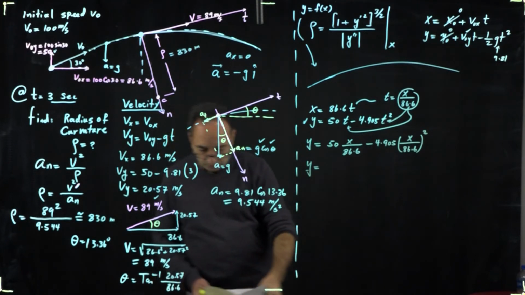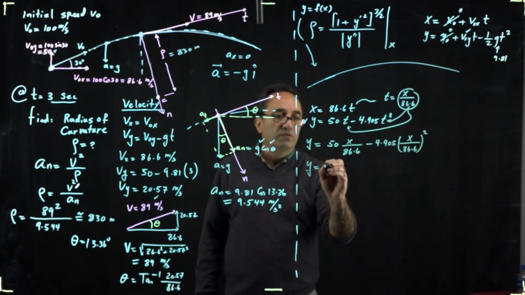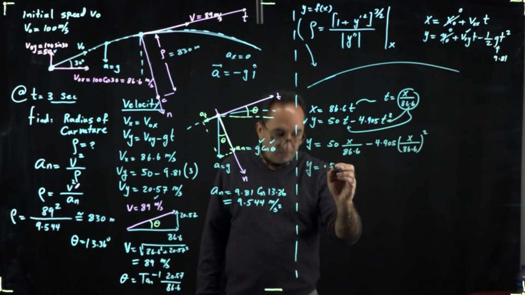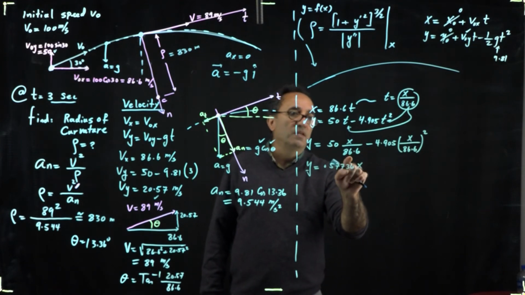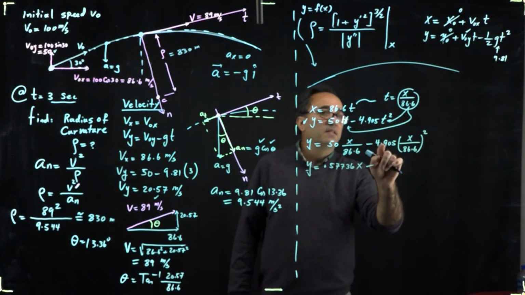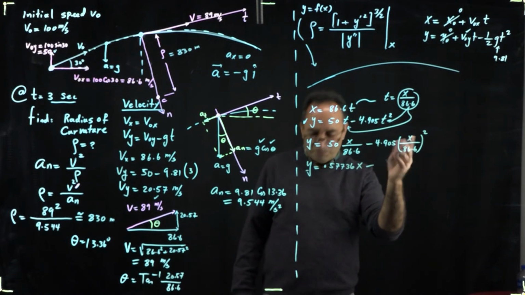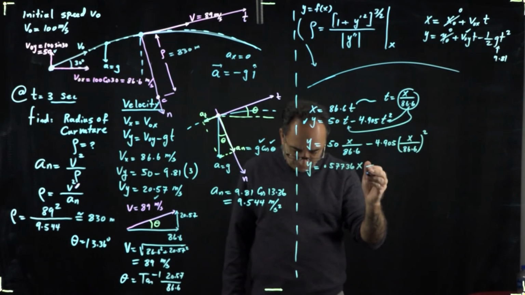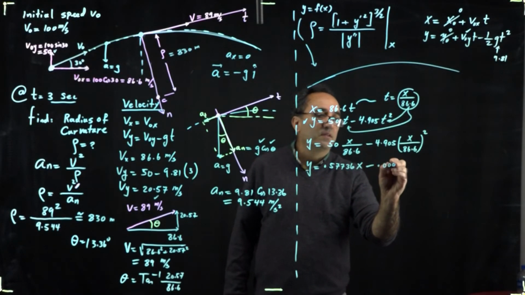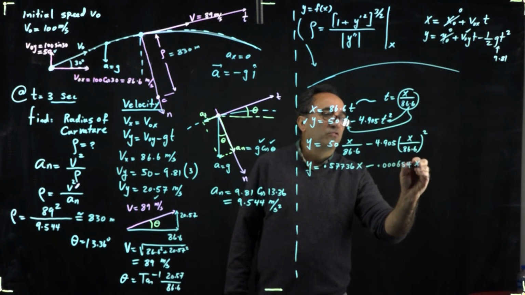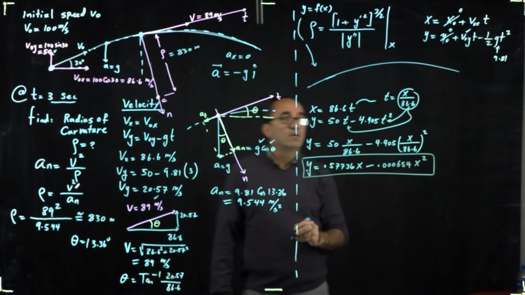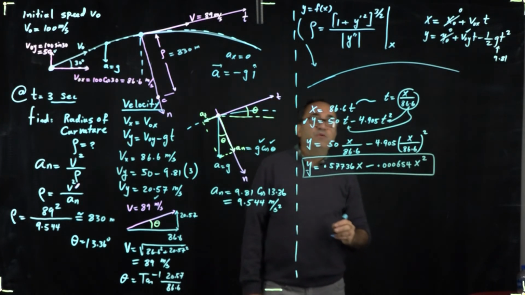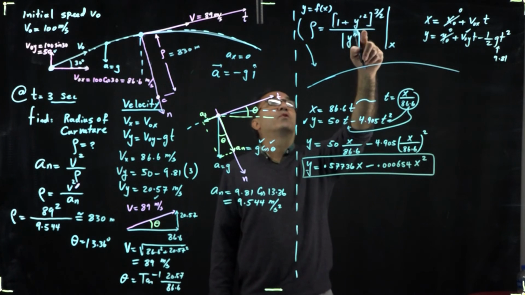According to my calculations here, this becomes 0.5736 x, so that's 50 over 86.6. And then 4.905 divided by 86.6 squared becomes a relatively small number, 0.0030654 roughly, times x squared. So now you have the equation of the parabola. Now you can go ahead and use this formula.